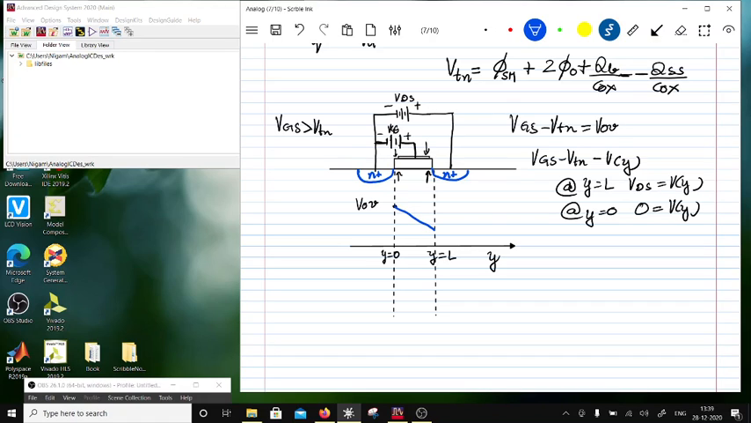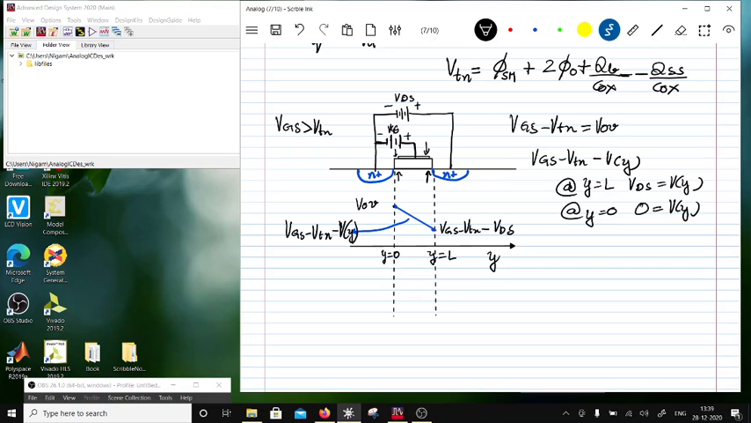Okay, so let me draw this again. So at any point the voltage is going to be equal to VGS minus VTN minus Vy, and at this end over here, it will be VGS minus VTN minus VDS.